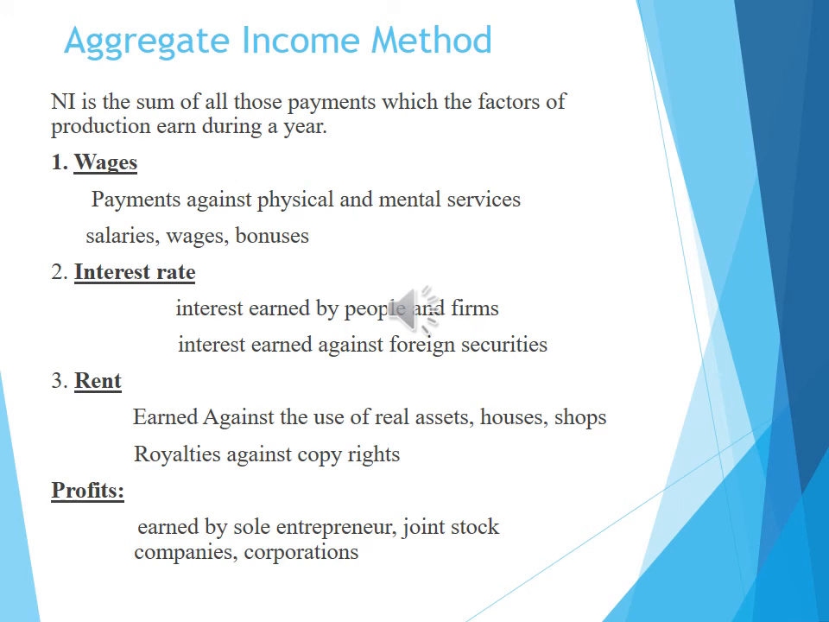There are four components of the aggregate income. The first one is wages. Wages are the payment against physical and mental services. They include salaries, wages, bonuses. The second component is interest rate. Under the interest rate, not only the interest earned by the people but also the interest earned by the firms are included, and also the interest earned against foreign securities is included.